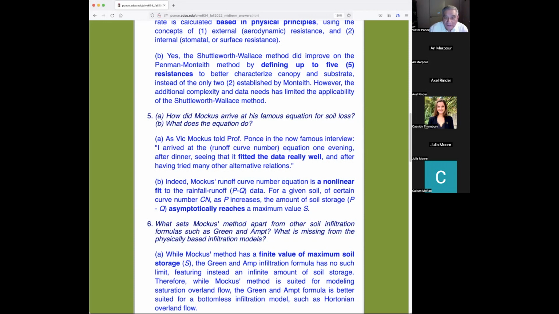Okay, so then what does the equation do? That's very important. The equation is a nonlinear fit, definitely a nonlinear fit to the rainfall runoff data. For a given soil of certain curve number, as P increases, the amount of soil storage, which is P minus Q, asymptotically reaches a maximum value S. That's a correct statement, and that is the characteristic of Marcus's method. No other method that was around had this characteristic.